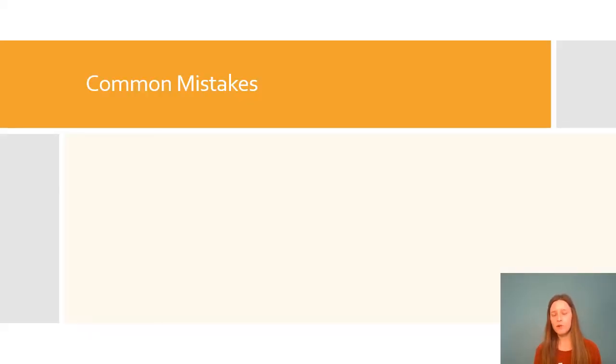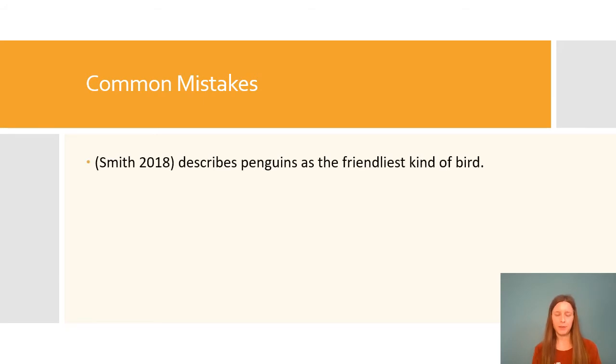I want to highlight a few common mistakes before we close. So these are things that I see often in essays, ways that students have cited that aren't quite correct. One looks like this. So putting the whole thing, Smith 2018 describes penguins as the friendliest kind of bird. As we looked at on the previous slide, if the author's last name is part of your sentence, so Smith describes penguins, etc., then the author's last name shouldn't be in parentheses. So this should be Smith and then 2018 in the brackets, and then describes penguins. So if the author's last name is part of your sentence, leave it as part of your sentence, don't put it in the parentheses.